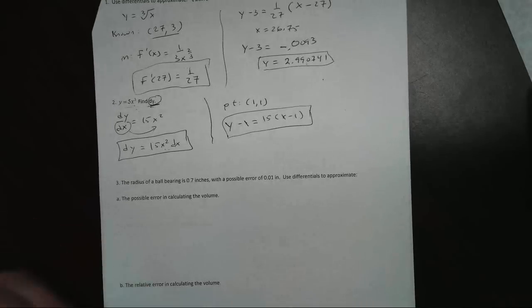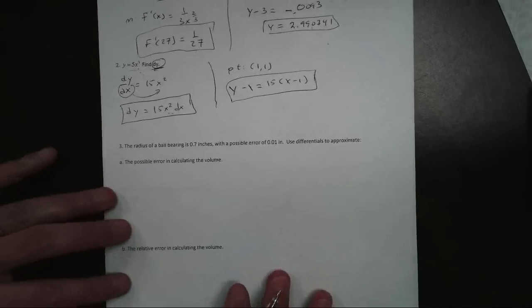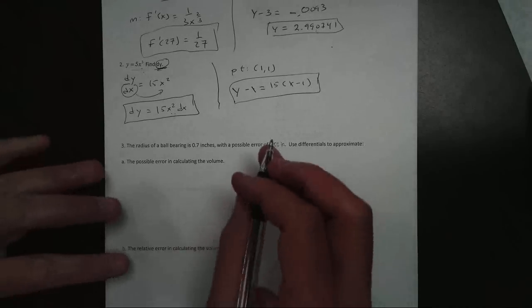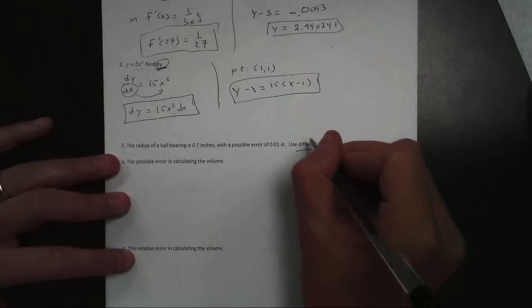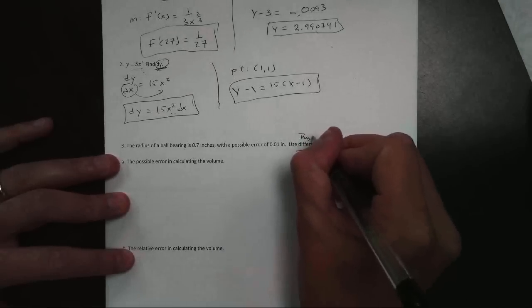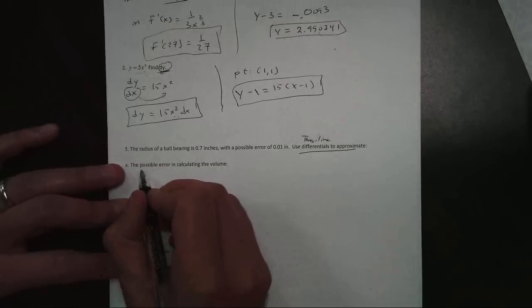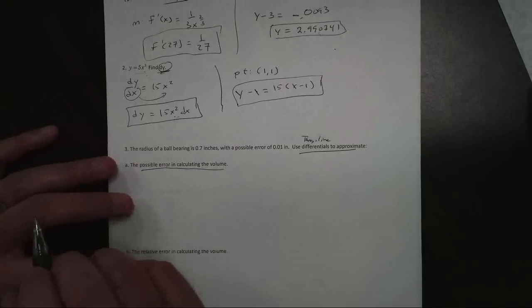All right, now, another cool application is from science. Let's say the radius of a ball bearing is 0.7 inches, and it has a possible error of 0.01 inches. Now, we want to use differentials to approximate, which is telling me to use a tangent line to approximate the possible error in calculating the volume.